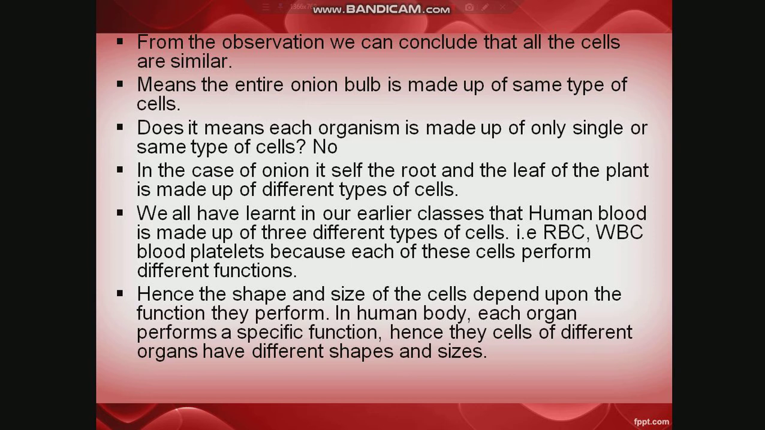But does it mean that each organism is made up of only a single or the same type of cell? The answer is obviously no. In the case of onion itself, the root and the leaf of the plant are made up of different types of cells. We have learnt in our earlier classes that human blood is made up of 3 different types of cells: RBC, WBC and blood platelets. Each of these cells performs different functions, but together they make up the blood tissue. Hence the shape and the size of the cell depend upon the function they perform.